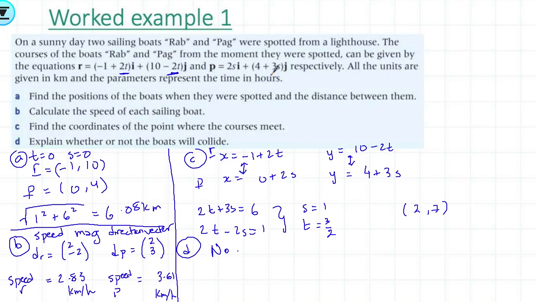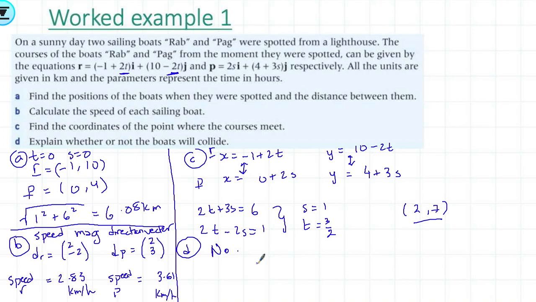P is at the first second, that's when it will get to the coordinate 2, comma 7. And when t is 3 over 2, that's when R will get to 2, comma 7. So they will both get to 2, comma 7. So this is when the courses will meet, but it's not when the boats will meet. It's when the paths of their courses are meeting.